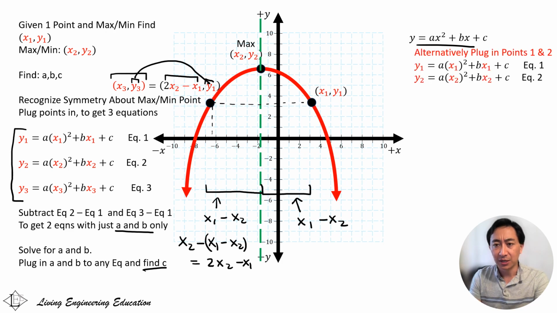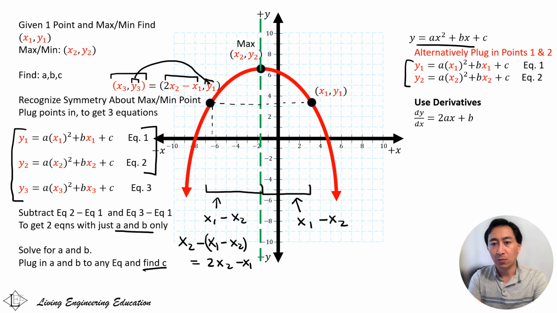The second method is, we take these first 2 equations by plugging in points 1 and 2, the maximum and that random point, just like we did before. The difference is this third equation. What we do differently is we take the derivative of our quadratic equation. So ax squared, derivative of that is 2 times ax. Derivative of bx is just b, and derivative of c is 0. So my equation is 2ax plus b is dy/dx, the slope.